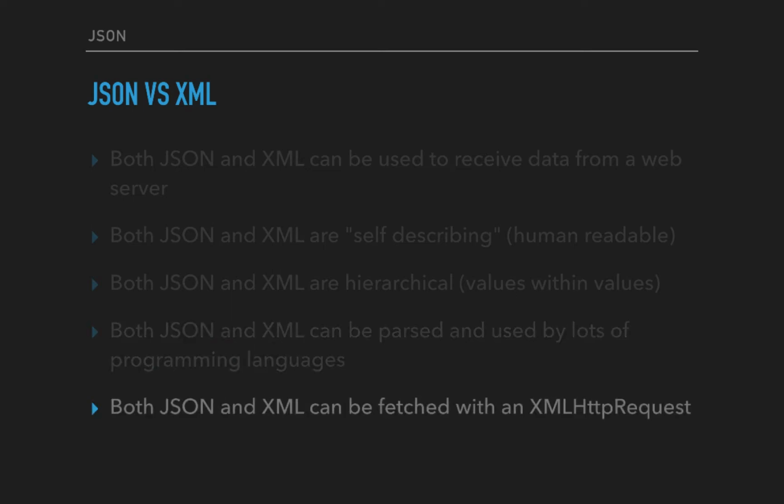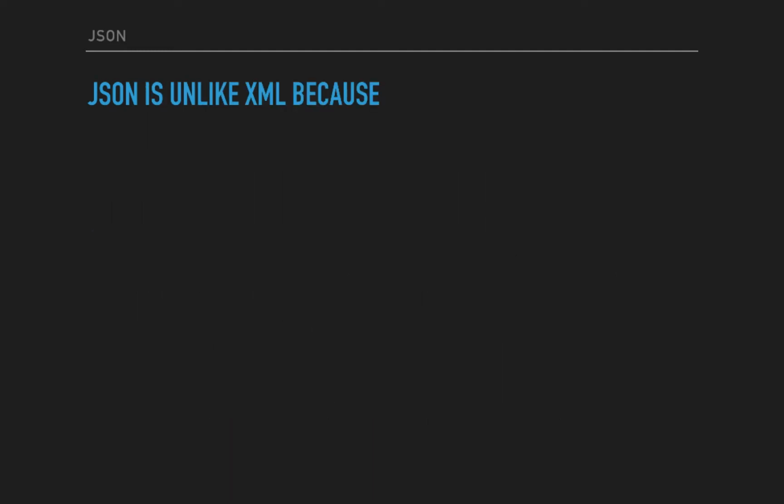Both JSON and XML can be fetched with an XML HTTP request. Just a small HTTP request will fetch you JSON as well as XML. We will see that in an example shortly. Now, these are the differences we're going to see between JSON and XML. JSON doesn't use end tags. Just the way we have XML tags, we do not have tags in JSON. So that's the biggest difference.